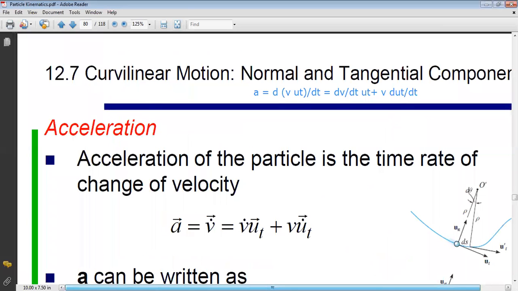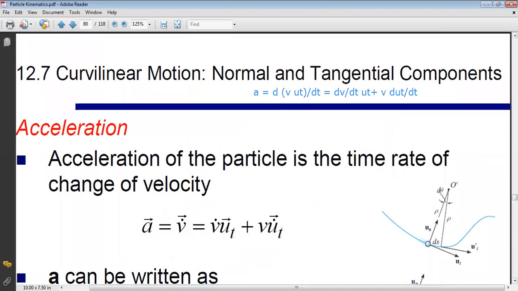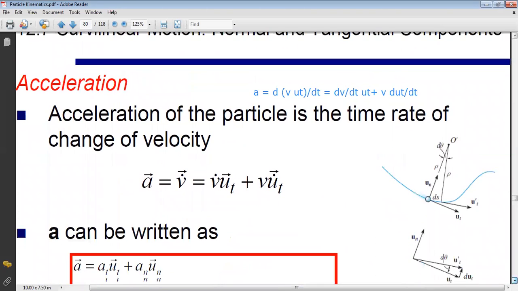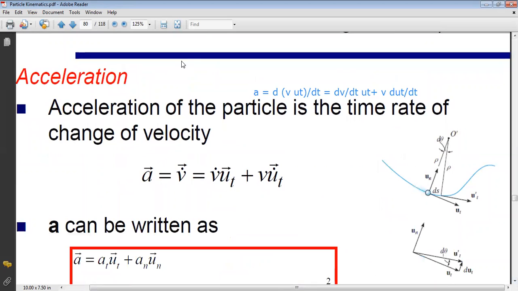So here, if we look at this figure, to determine dut, which is the variation of ut, I will take two positions that are close to each other. So this is ut at a certain instant, and after a small displacement, a small rotation d theta, I have a new vector ut, so I'll call it ut prime.